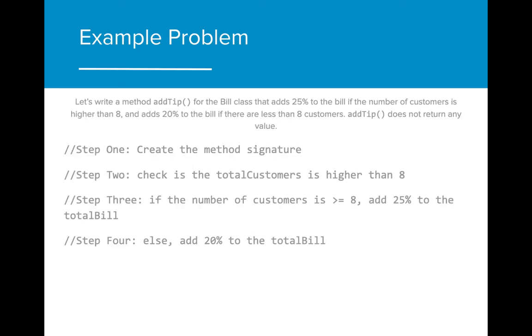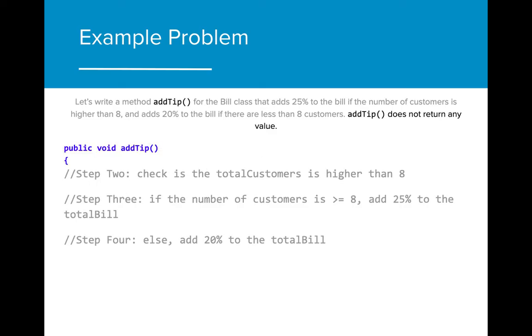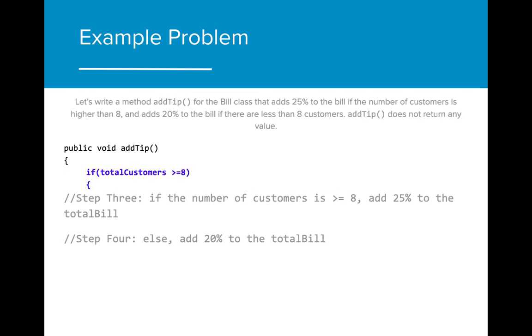Here are the steps that it might take to complete this problem. First, we need to create a method signature. Based on the information provided in the prompt, the method should be a void method that doesn't have any parameters, as we are just adding the tip to the existing cost of the bill. Next, we need to include the if statement. We want to know if the amount of customers eating on this bill was greater than or equal to 8, so we can write the statement total customers is greater than or equal to 8 to figure out if that condition is true. If the total customers is greater than or equal to 8, we need to add 25% to the existing bill.